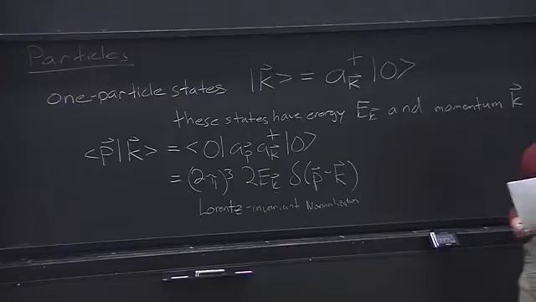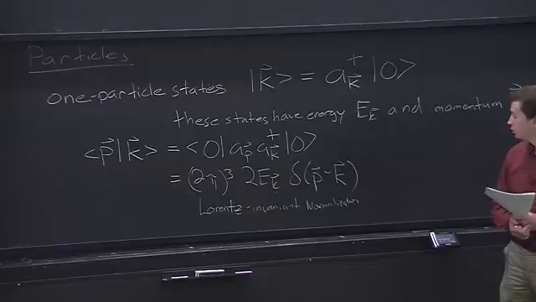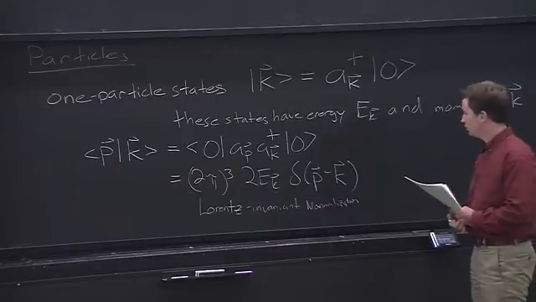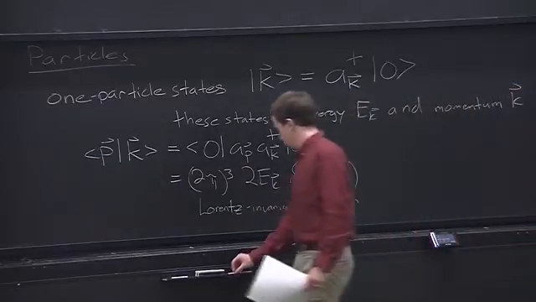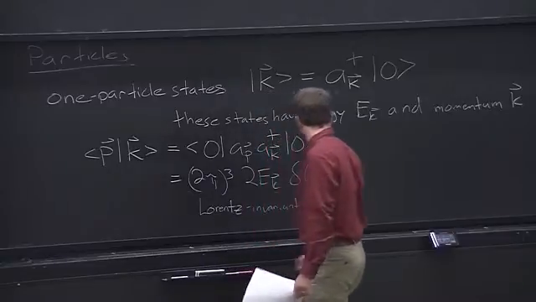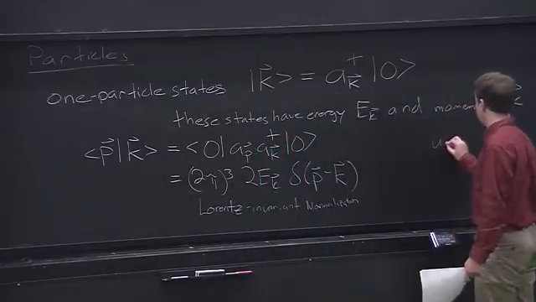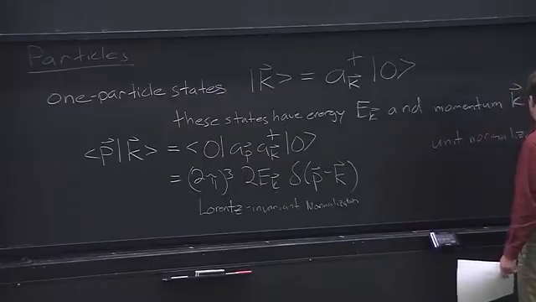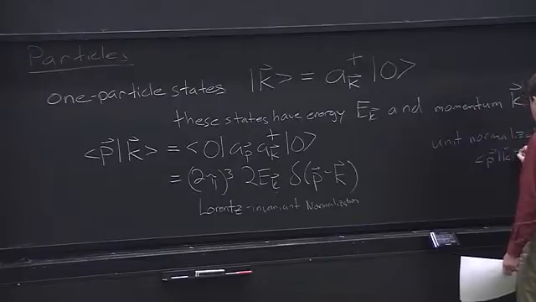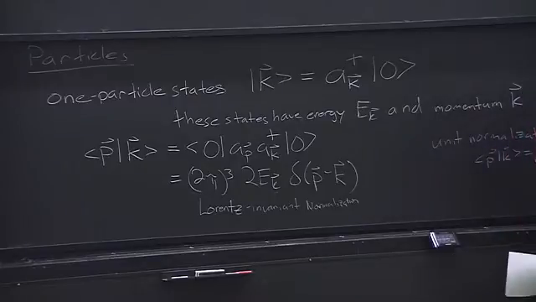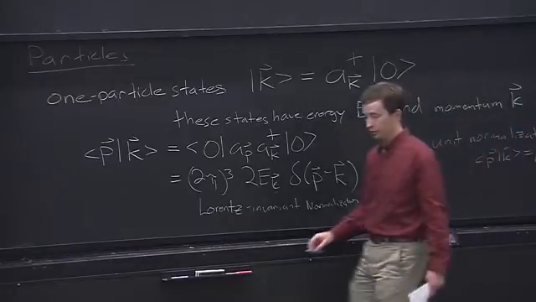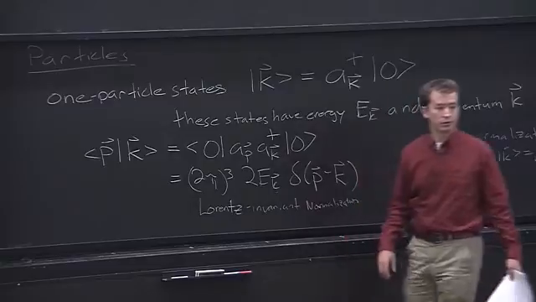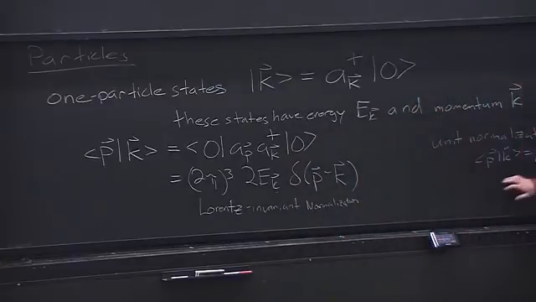Okay. So you said other textbooks use unit normalization. That means they normalize to a Dirac delta, not a Lorentz-invariant delta. So the unit normalization, which I will not use, is <P|K> equals delta(P minus K). That's what I'm calling unit normalization. Several of the textbooks I refer to use this one. Some use the other.